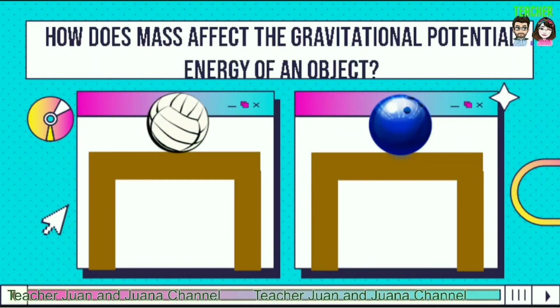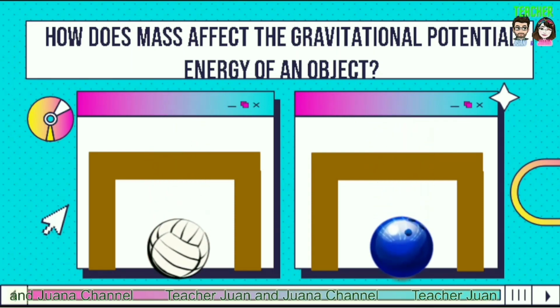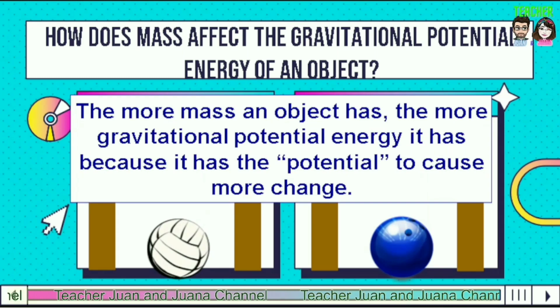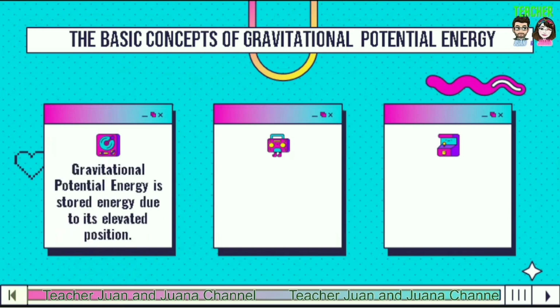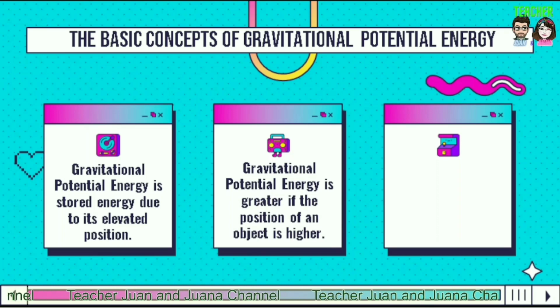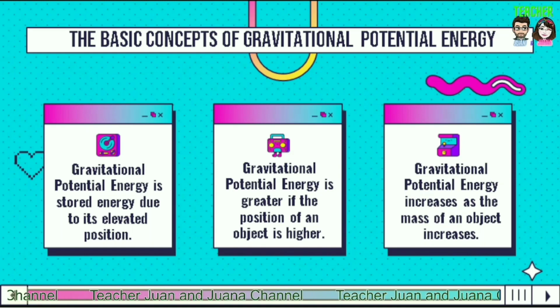How does mass affect the gravitational potential energy of an object? We have bowling ball and volleyball. The more mass an object has, the more potential energy it has, because it has the potential to cause more change. Here are the basic concepts of gravitational potential energy. Gravitational potential energy is stored energy due to its elevated position. Gravitational potential energy is greater if the position of an object is higher, and gravitational potential energy increases as the mass of an object increases.